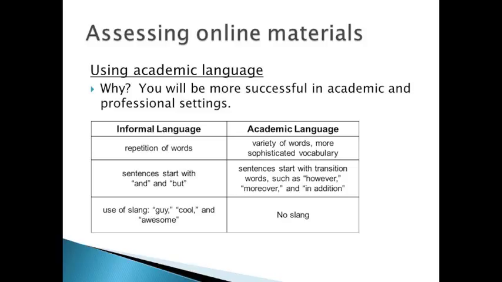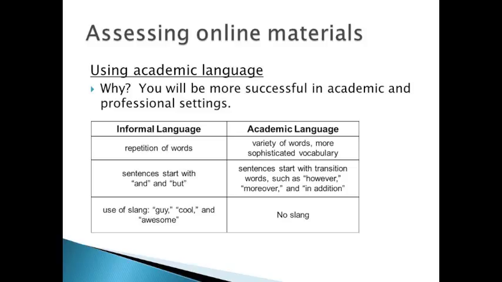And on this side are some examples of informal language that you would use with your mates when you're discussing a movie or whatever, and on the other side some examples of more academic language that you would use in an assignment that you're writing or an essay, etc. So informal language, lots of words are repeated over and over again. You start your sentences with and, but.